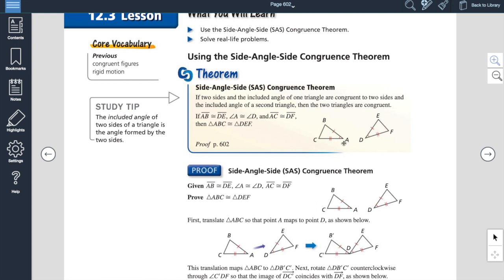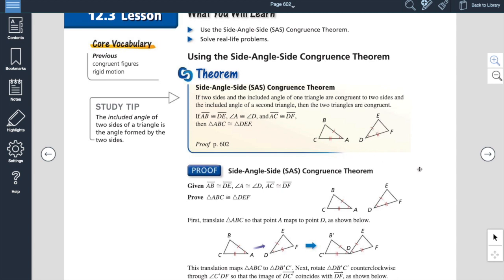Instead of having to get all 6 parts to match up, the 3 angles and the 3 sides, if you can get it in the order of side, angle, side. And notice this, the crucial part with 12.3, side, angle, side, is you'll notice the angle is included or in between the 2 sides. So for this one, angle A is in between those 2 sides, AB and AC. In this triangle, angle D is in between ED and FD. So these are both of the included angles, which means if you trace this out, you'd have side angle side and side angle side. Those two triangles would be congruent.